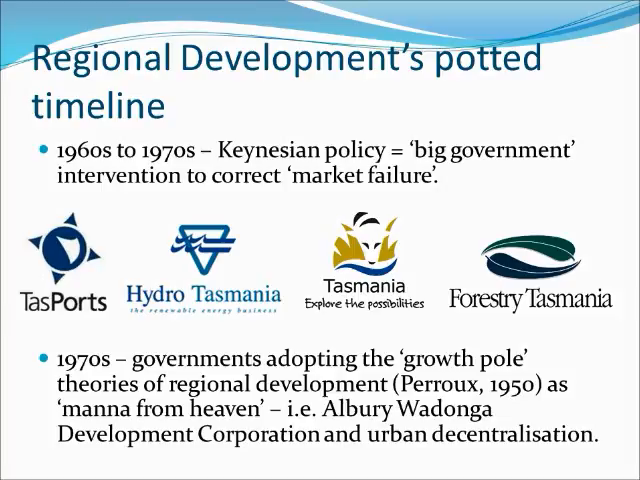suggested that a region or any particular economic activity that government put in place would attract economic activity conducive to that economic activity and could repel counterproductive economic activity. This was exemplified in Australia by the Albury-Wodonga Development Corporation and its attempt to decentralise urbanisation in Australia.